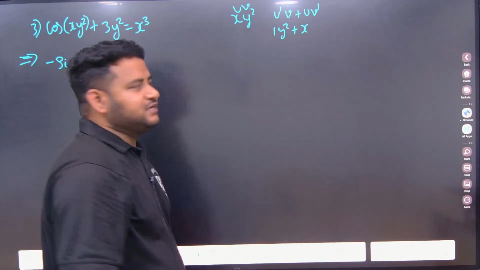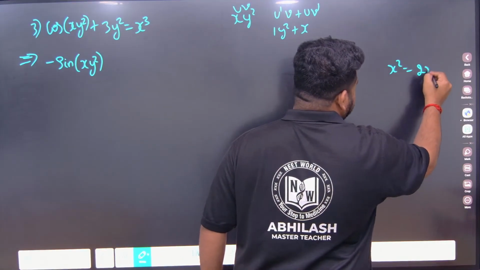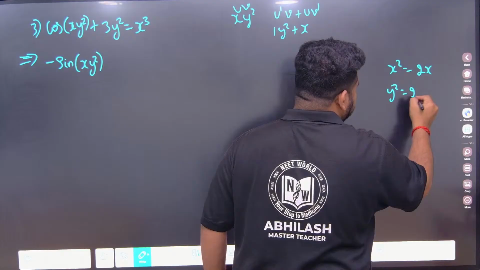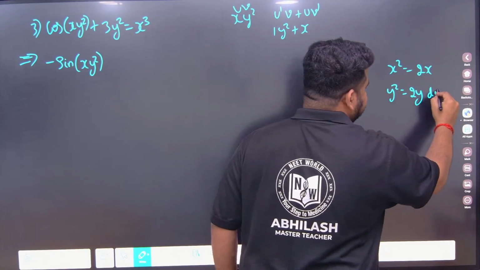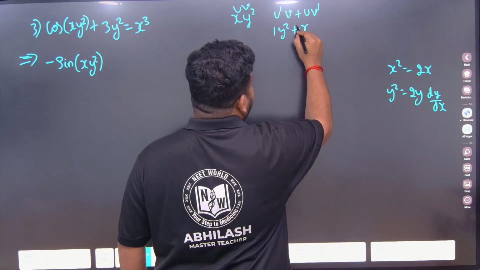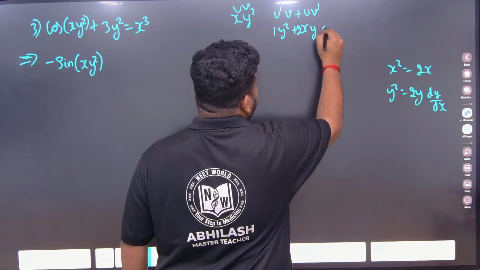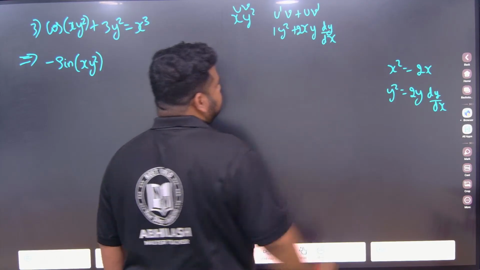the derivative of y square. See, derivative of x square is what? You will write it as 2x. Similarly y square you will write as 2y. Since it is differentiating with respect to x, 2y into dy by dx you will write. So this will become 2 times x into y into dy by dx. So this is what we have.